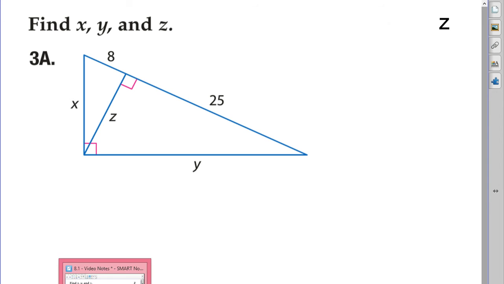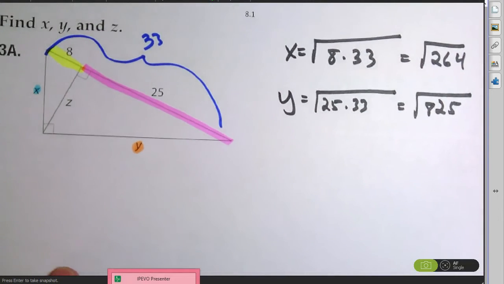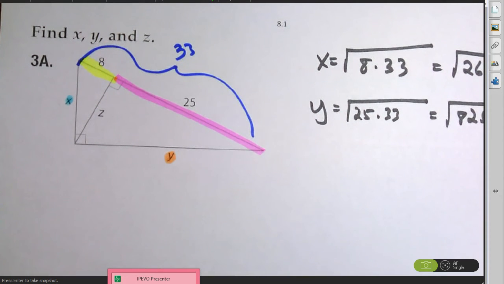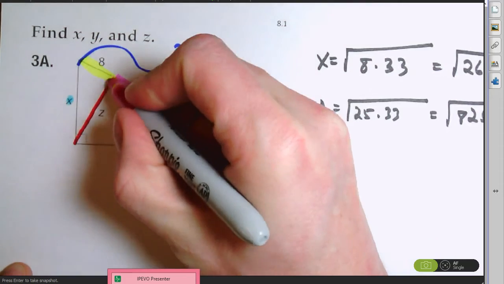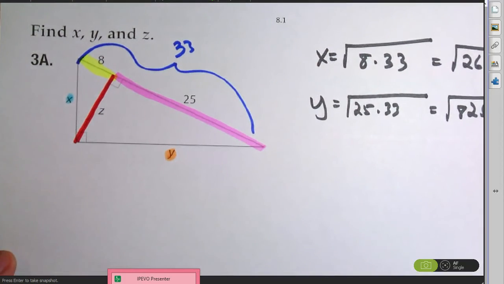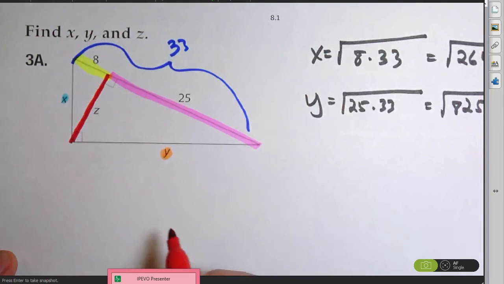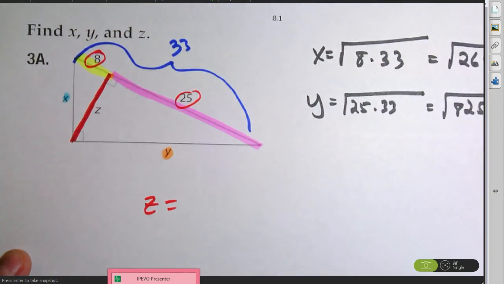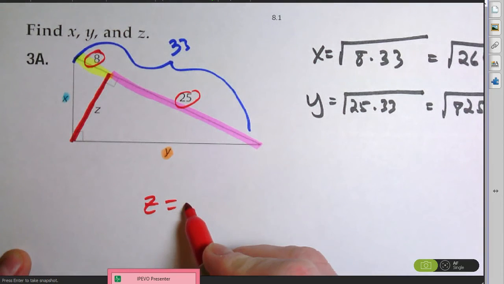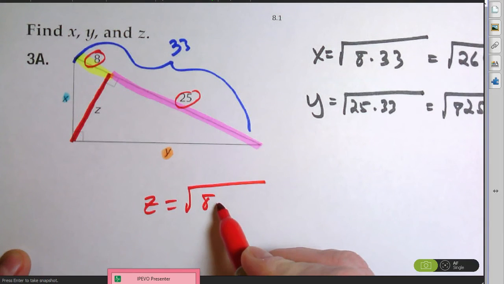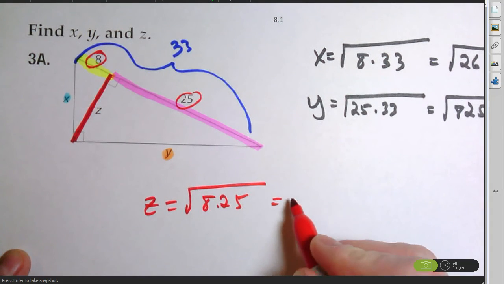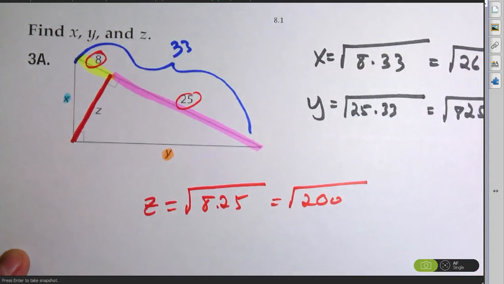Z is the last one, and to me, z is always the easiest. This is the easiest of the three forms to have memorized. We look back at the drawing and ask, what is z? Z is the altitude inside. And z then is the geometric mean of the two parts of the hypotenuse of the big triangle. So it's 8 times 25, which is going to be the square root of 200.